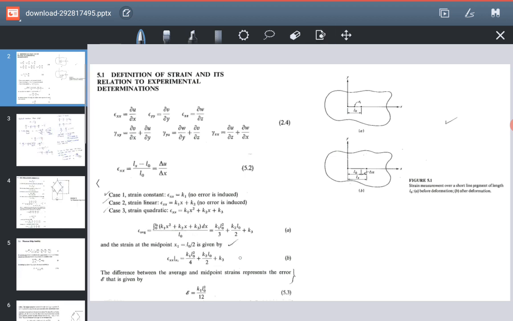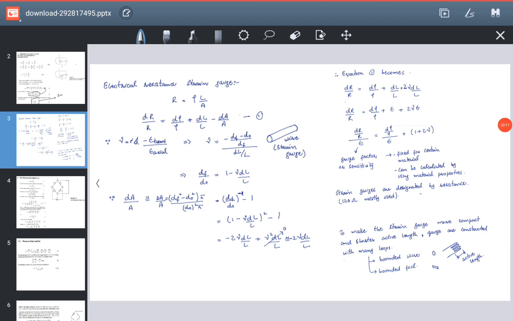You have to subtract this one from this one, and you are going to end up with this equation. So this is the error we are going to have if the strain changes quadratically. Now in this derivation we are going to find the electrical resistance gauge.